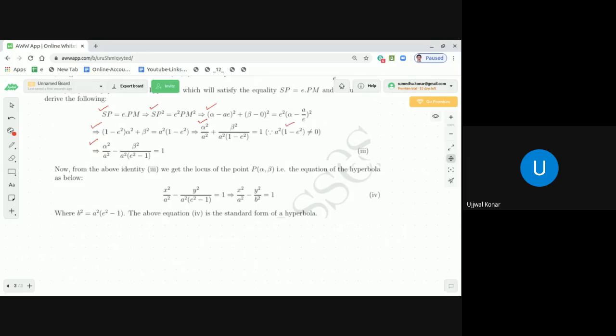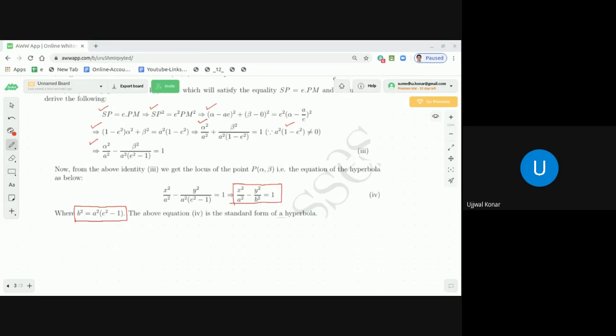One very important point is that x square by a square minus y square by b square equal to 1. That is the equation of the hyperbola. And what is the relationship between a and b? A and b are related through the eccentricity, and here it is b square is equal to a square into e square minus 1. So this is the relationship between a and b.